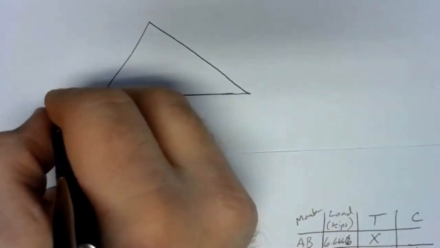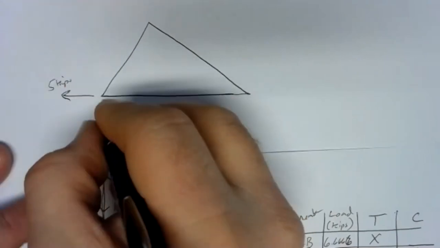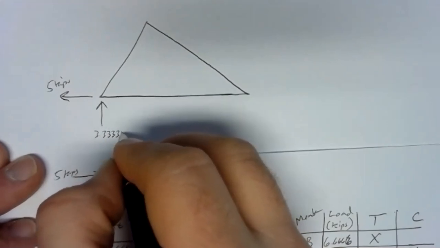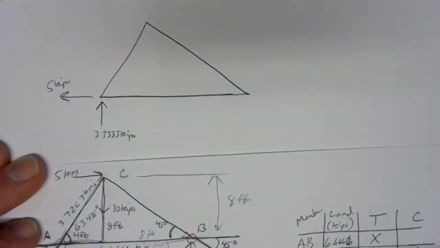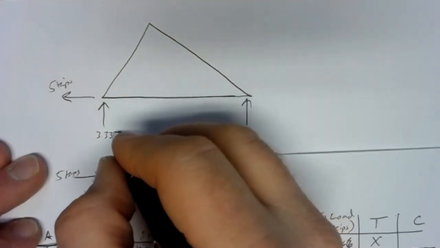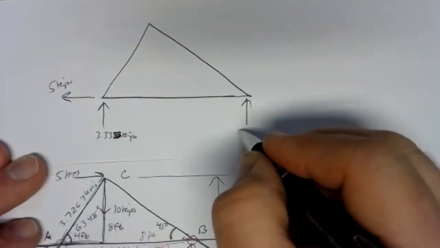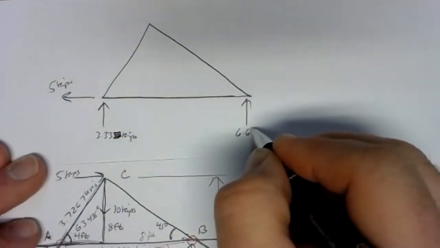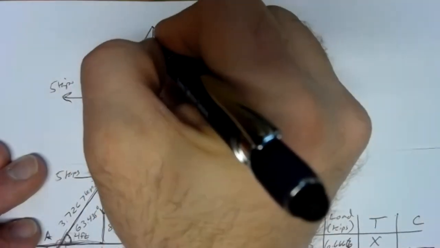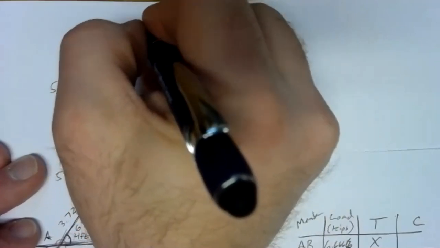We draw in everything we've learned. So we've got our 5 kips here. We had our 3.333 kips there. We had our 6, and we can round at this point to our 3 sig figs. So this would be 3.333 kips, 6.66 or 6.67 kips. We've got our applied load, 10 kips and 5 kips.